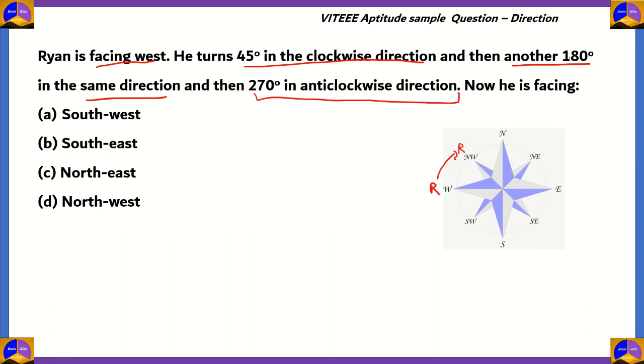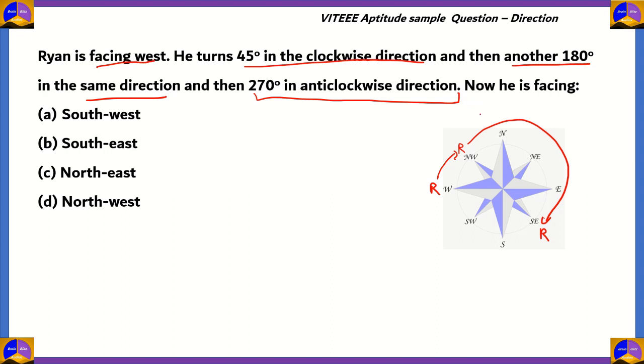Next, he turned another 180 degrees. That means he turned around, so that would mean he had to turn 2 perpendiculars. So from northwest to northeast, northeast to southeast. From there, he's now turned to southeast. Next, he turned 270 degrees in the anti-clockwise direction.